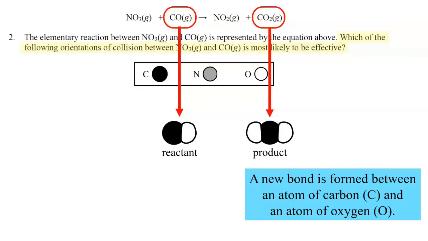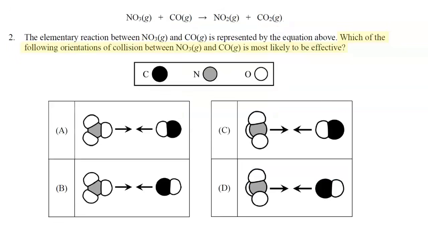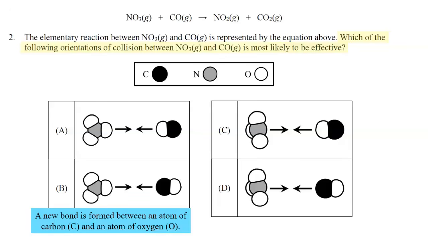Is an atom of carbon going to collide with an atom of oxygen to form that new bond? And so the best choice that would show the fact that a new bond is formed between an atom of carbon and an atom of oxygen is choice B. We can see that the carbon atom is about to collide with an oxygen atom, and that would initiate that bond-forming event. So the correct answer to question 2, based on the orientation of the collisions and the new bond that would be formed, is choice B.